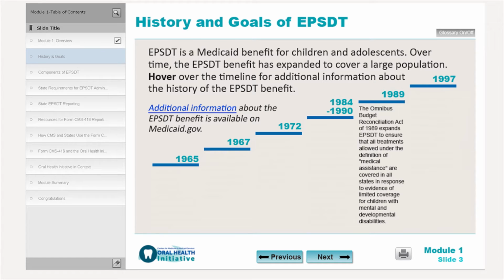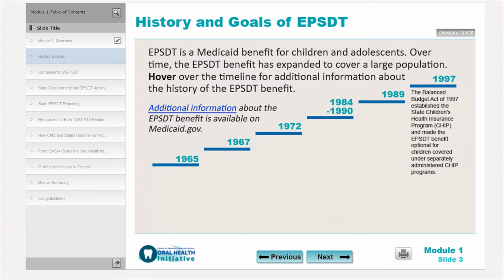During the same period, the Omnibus Budget Reconciliation Act of 1989 expanded EPSDT to ensure that all treatments allowed under the definition of medical assistance are covered in all states, in response to evidence of limited coverage for children with mental and developmental disabilities.